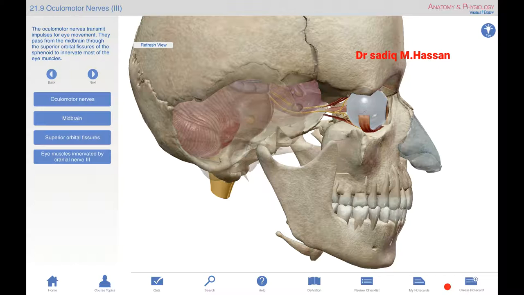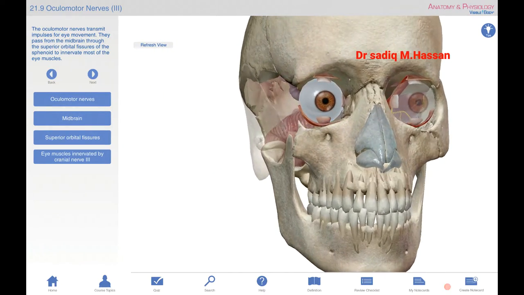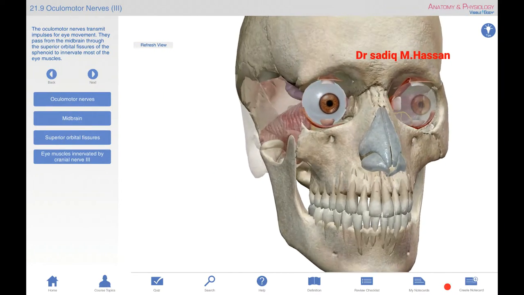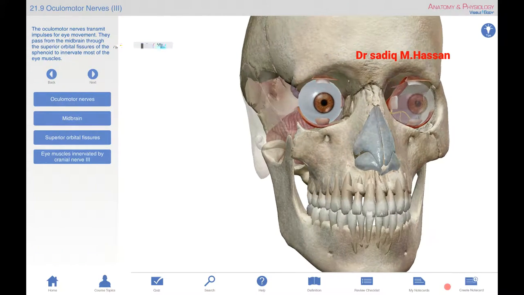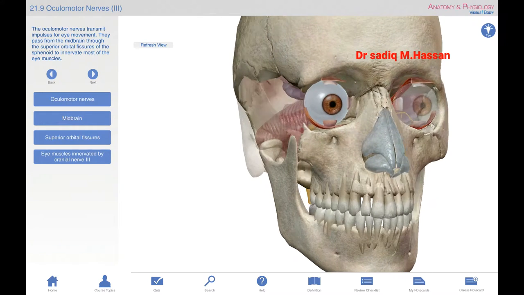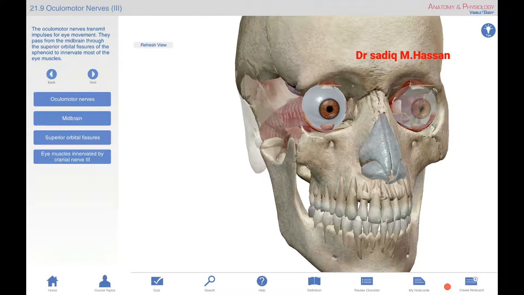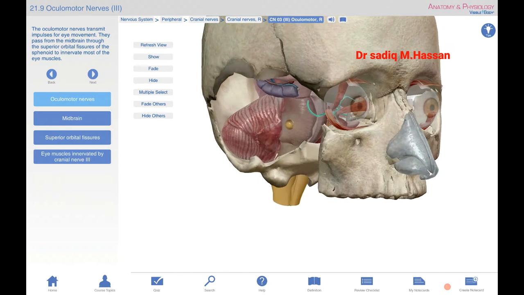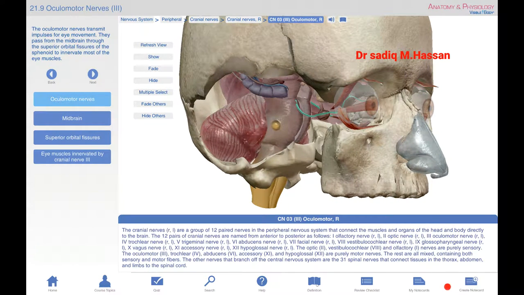They pass from the midbrain through the superior orbital fissures of the sphenoid to innervate most of the muscles. The oculomotor nerve moves four of the six external ocular muscles. So let us see what it is moving.